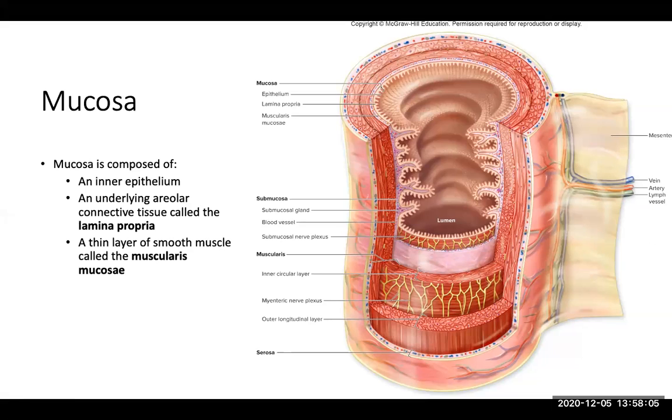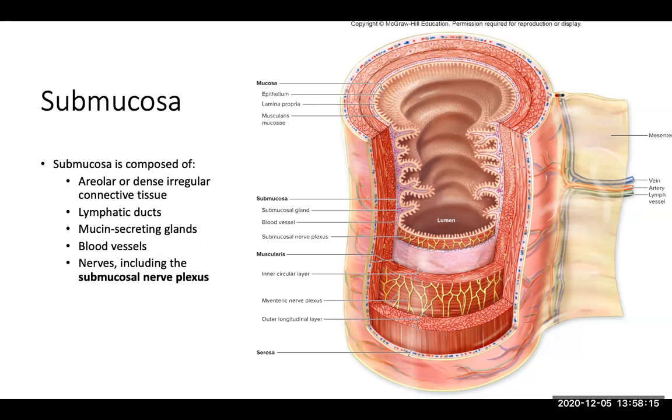The mucosa is the innermost epithelium. It has an underlying areolar connective tissue called the lamina propria, and then its own thin layer of smooth muscle called the muscularis mucosae. The submucosa can be areolar or dense irregular. It has lymphatic ducts, mucin secreting glands, and all the blood vessels and nerves are included in the submucosa, and we call all the nerves within the submucosa the submucosal nerve plexus.